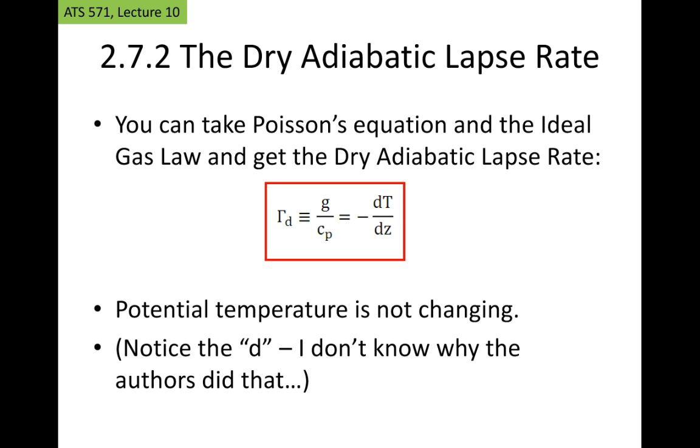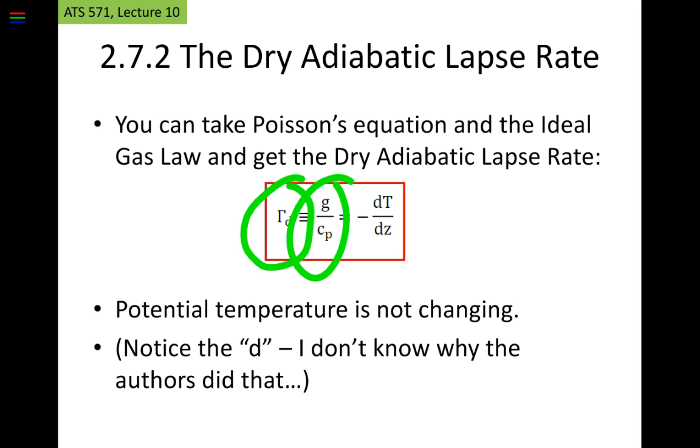All right, so one thing you can do with Poisson's equation is combine it with the ideal gas law and get the dry adiabatic lapse rate. That's kind of a fussy thing to mess with, so we're not going to do that derivation. It's a hard thing to talk about in this kind of format here. But the dry adiabatic lapse rate, gamma d, that's a big gamma with a subscript d, is going to be defined to be equal to, and like I said, if you do all this math, you find out that it is g over c sub p.